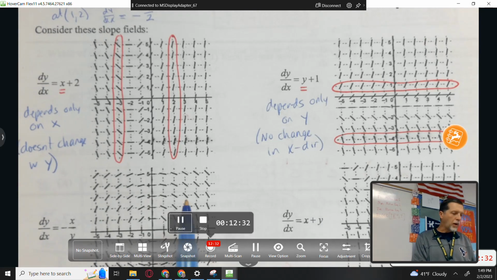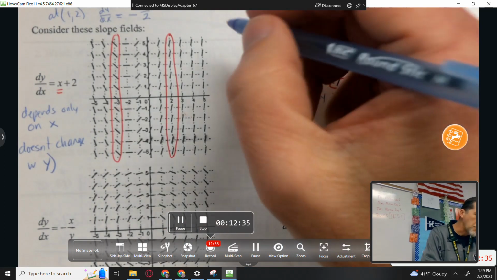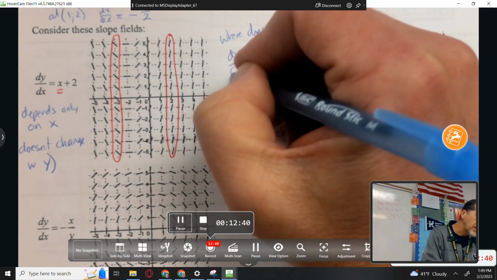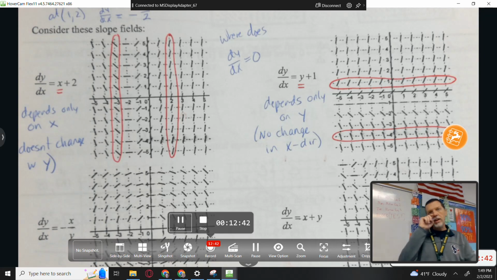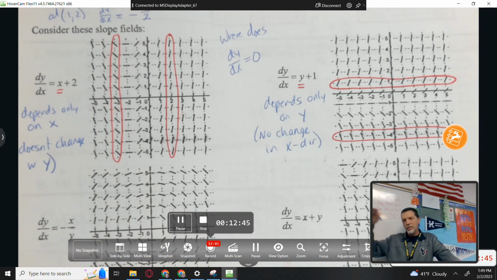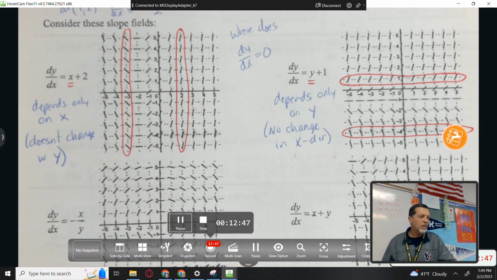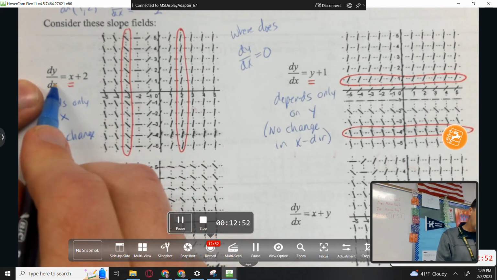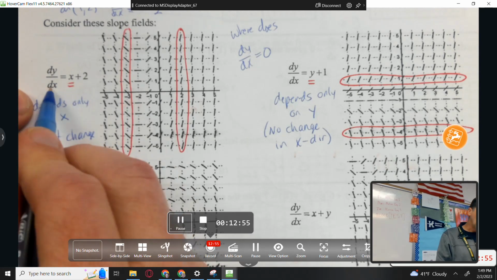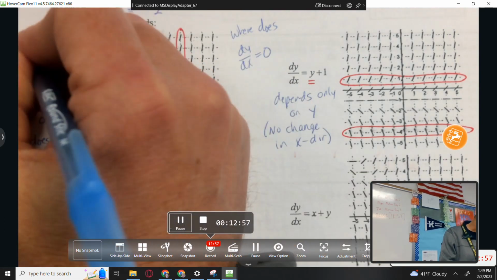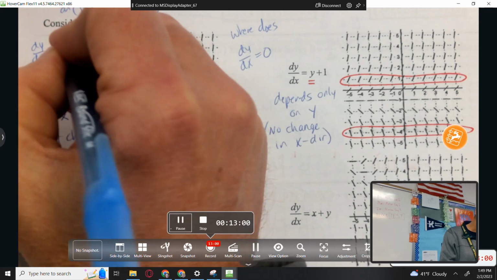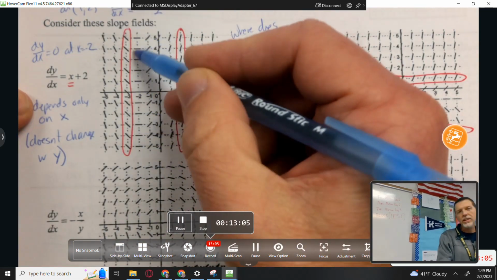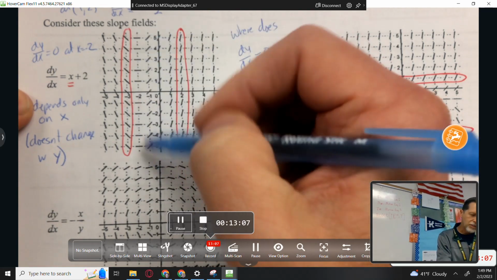Some key spots to find when you're trying to match is to ask yourself, where does dy dx equal 0? Because it's an easy spot to find on the graph. You know what a zero slope looks like. And it's usually an easy equation to solve. So this first one, when x is negative 2, dy dx would be 0. So we look over at x equals negative 2, and all the x equals negative 2 have a 0 slope.